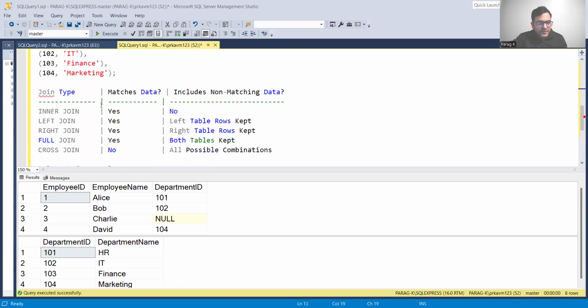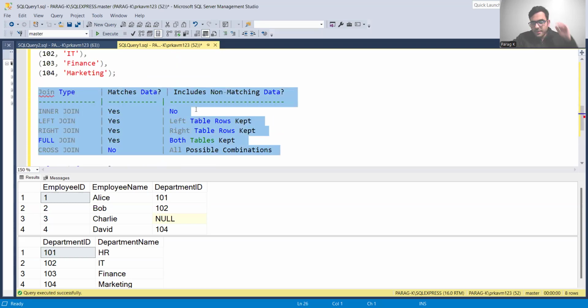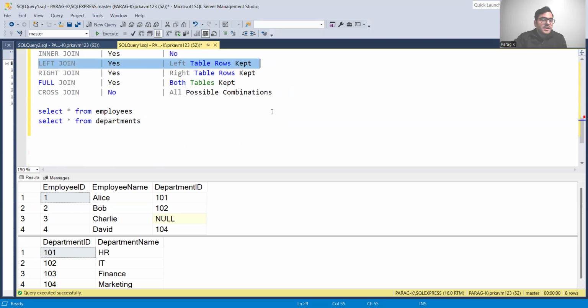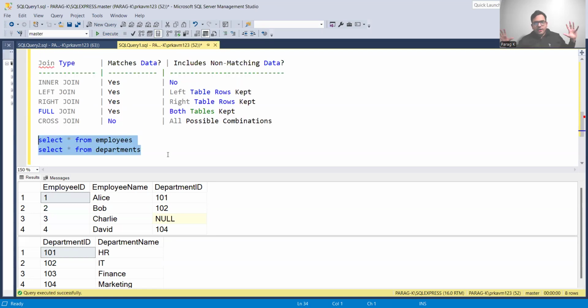This is a little bit of theory that I have written to help you understand the main types of joins that we have. These are the five main joins, and the most important one is the left join here. And this is the table that I have created and inserted data into. Very simple one with a little bit of a twist. So let's start by understanding the joins in here.